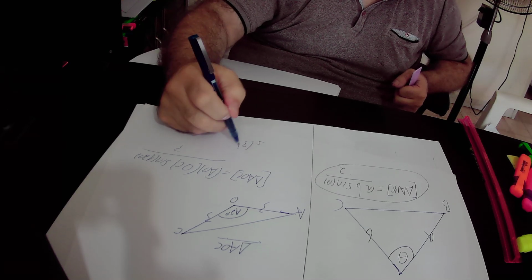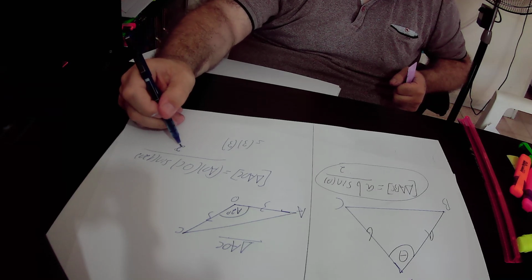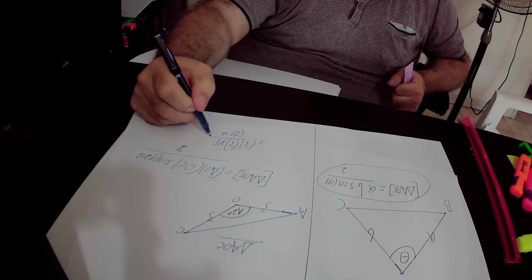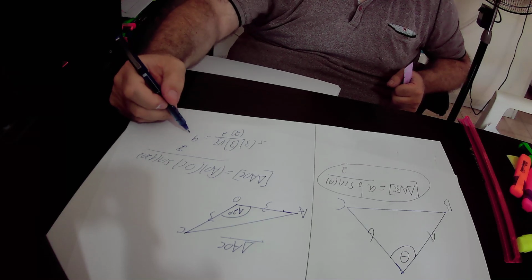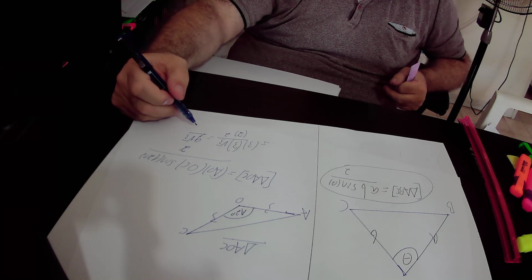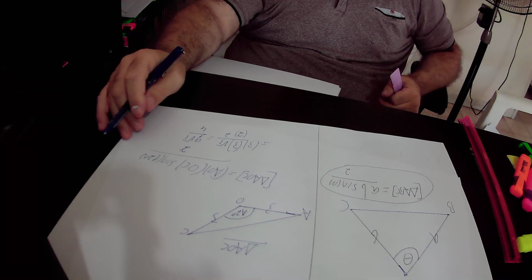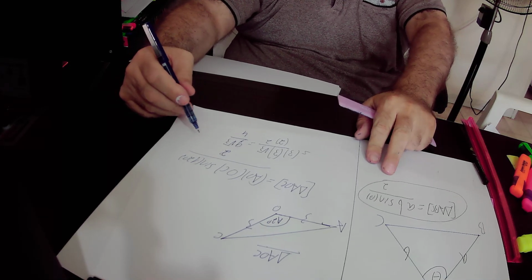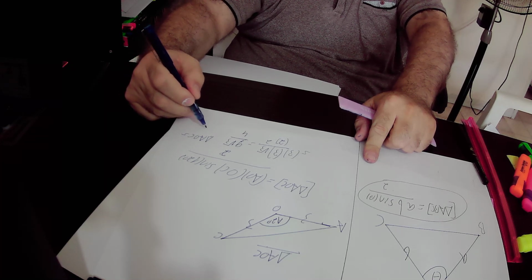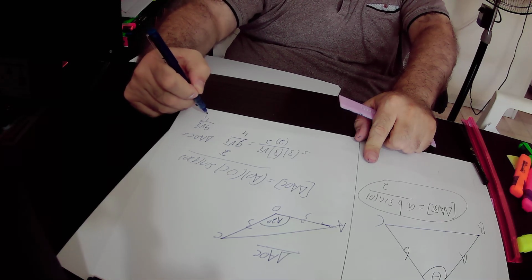AO is 3, OC is 3, sine 120 degrees is equal to square root of 3 over 2, all divided by 2. 3 times 3 is 9, so in the numerator we have 9 times square root of 3. In the denominator we have 2 times 2, that is 4. So in conclusion, we found out that the area of this triangle AOC is equal to 9 times square root of 3 over 4 square units.